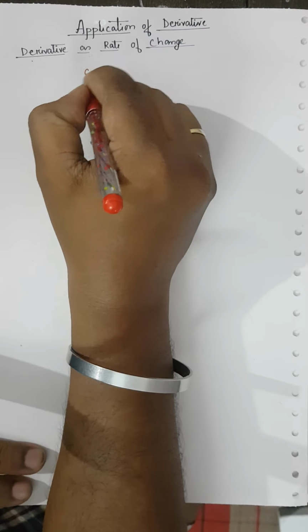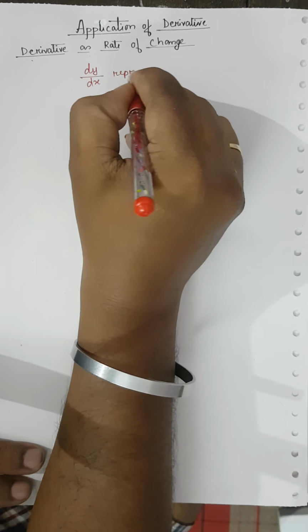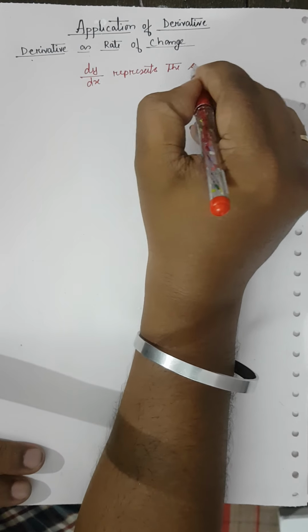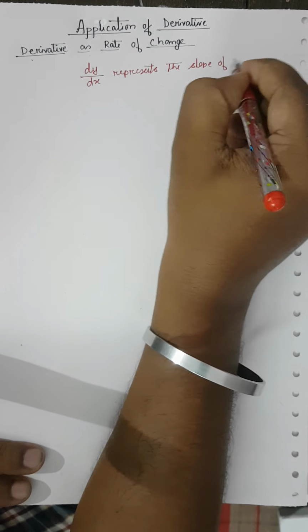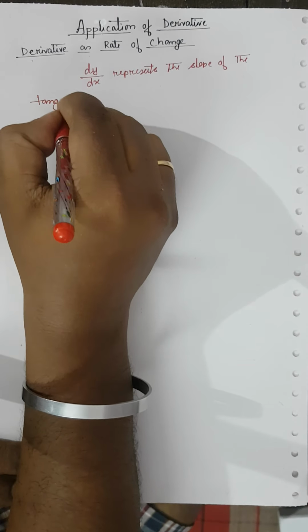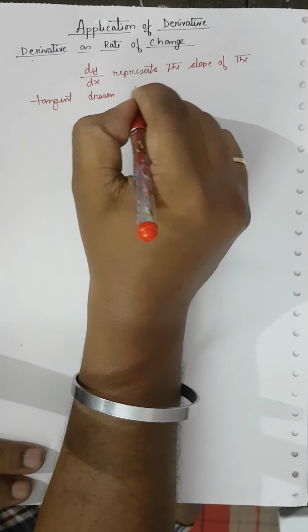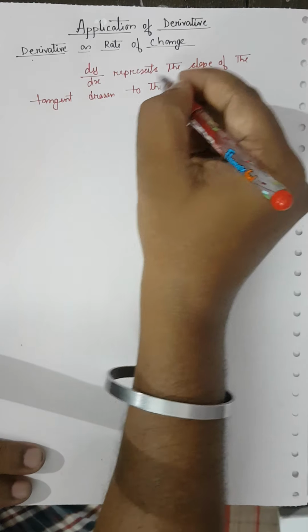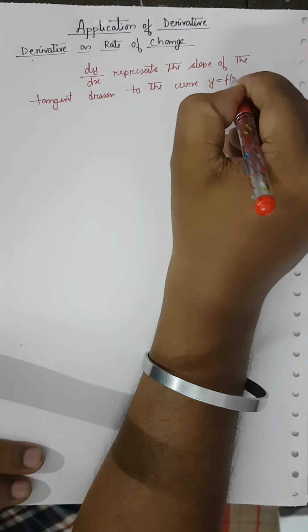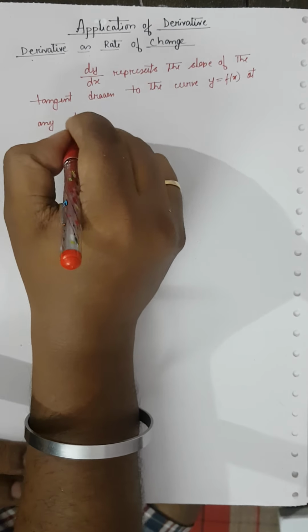We know that dy by dx represents the slope of the tangent drawn to the curve y is equal to f of x at any point on it.